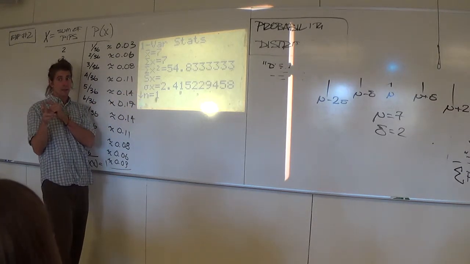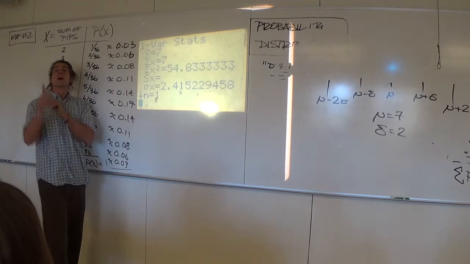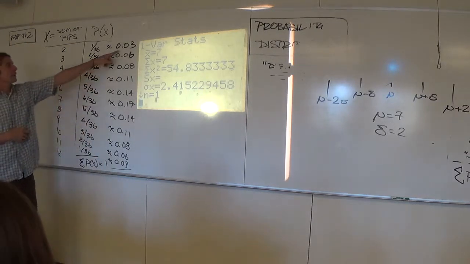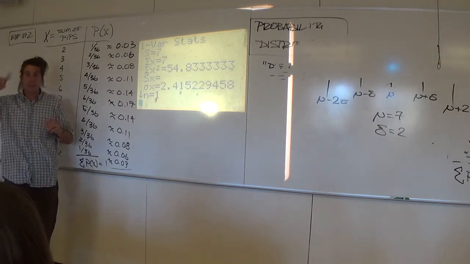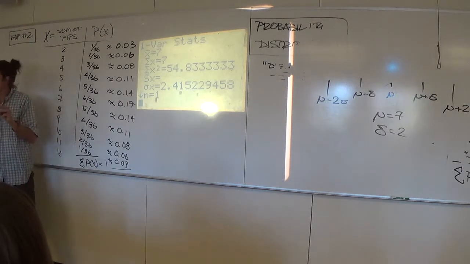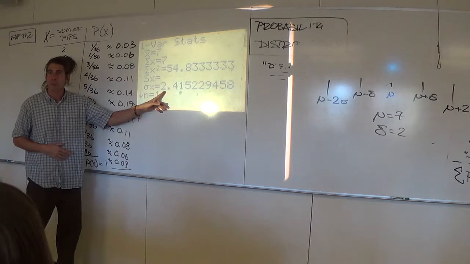Katie, go ahead. Mine looks like that, except it says 55.5. If you put in these decimals versus these fractions, they're going to be off a little bit. Yeah, that's the only difference. I put in the actual fractions, so you might not have exact agreement with me, but I guess we're all getting pretty close to 2.4 for standard deviation.